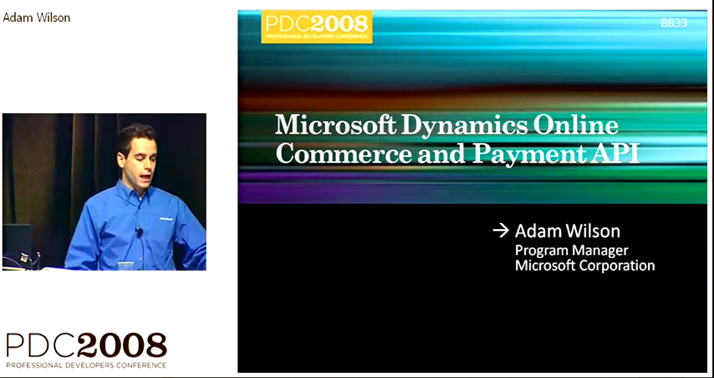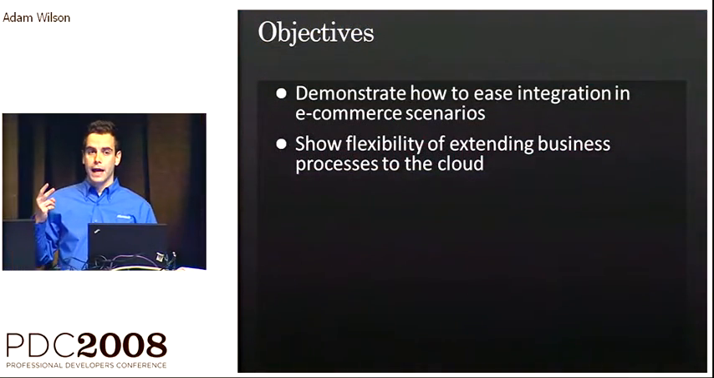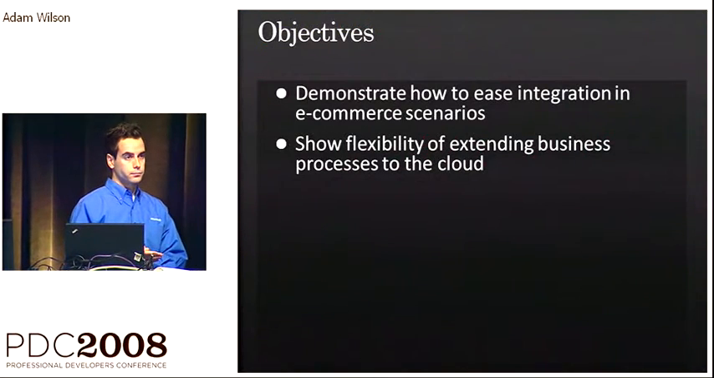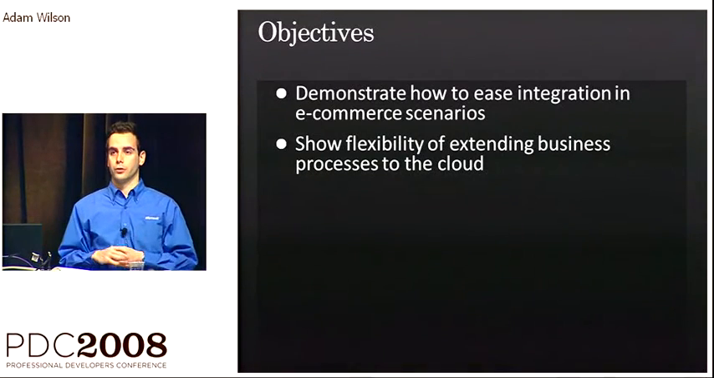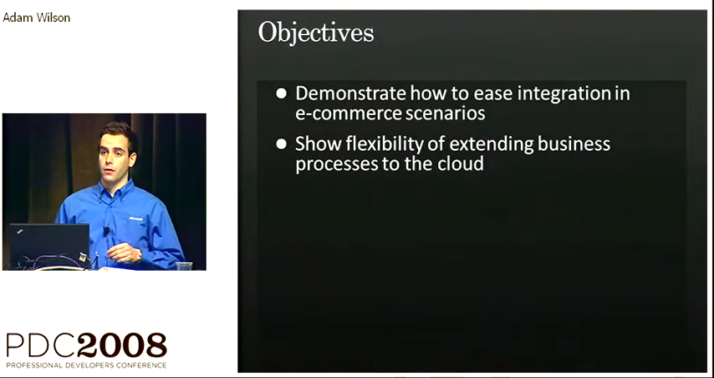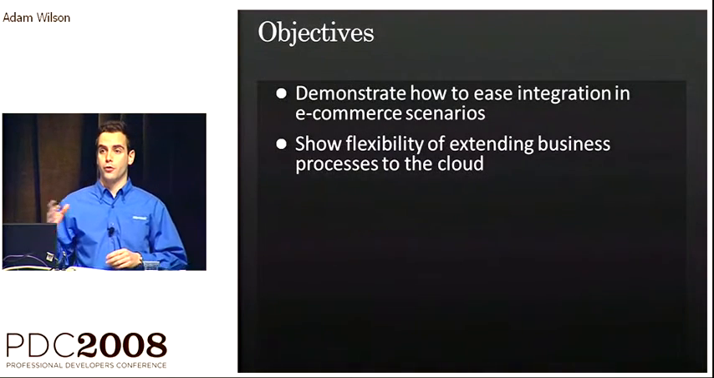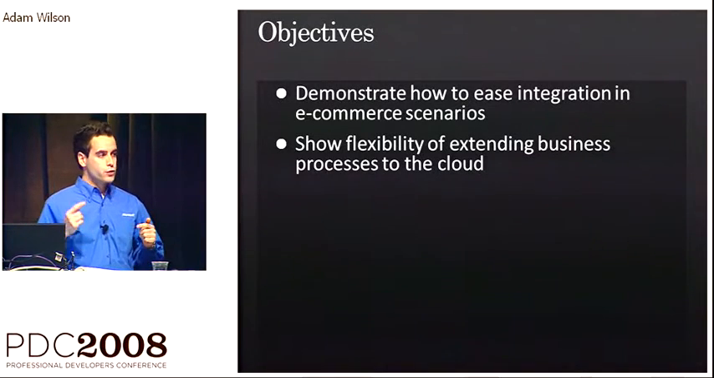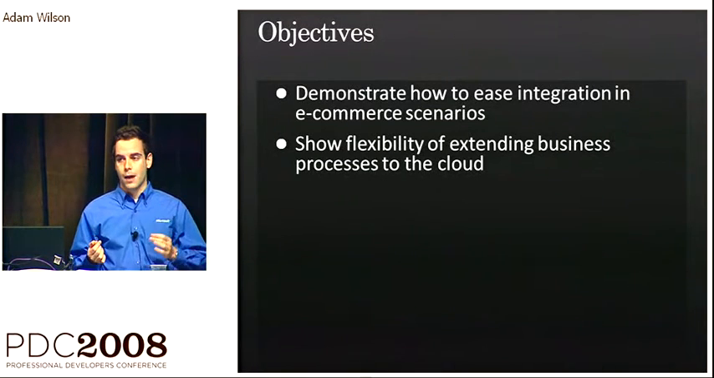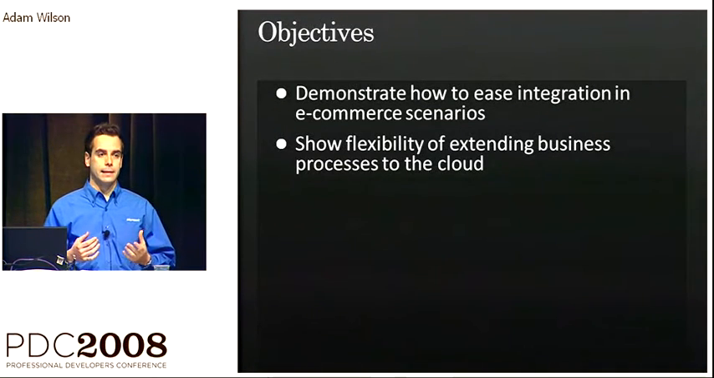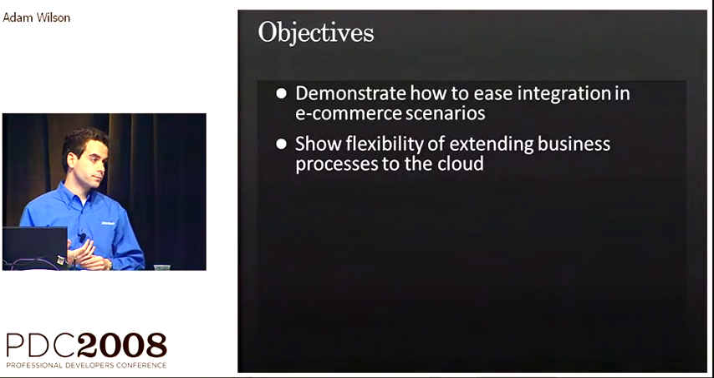My name is Adam Wilson, and I'm a program manager on the Microsoft Dynamics Online team. And today I really have two objectives for my session. I want to use a typical e-commerce scenario that I'll describe for you later to show an example of a business process that integrates with data from our ERP system and from other third parties. And we'll use this to look at some of the integration problems that exist and how the Dynamics Online API makes accessing that data and participating in those business processes easier for us as developers.